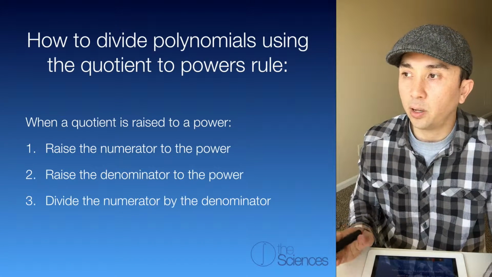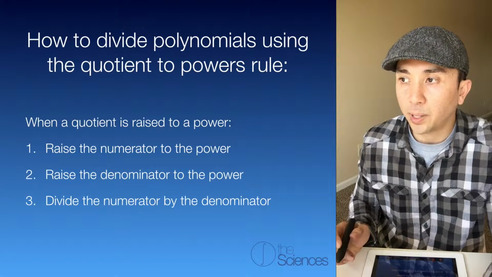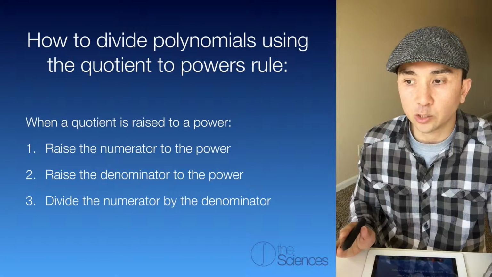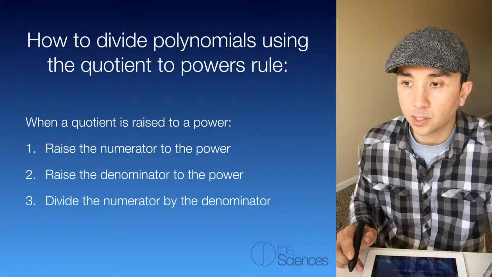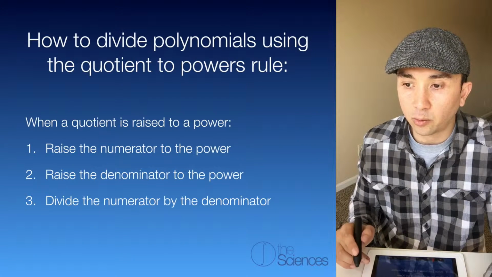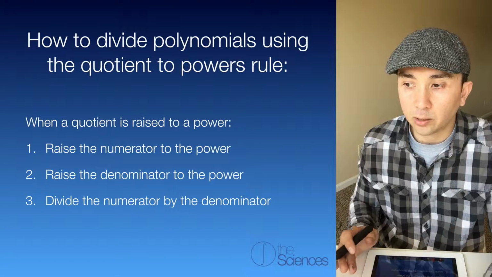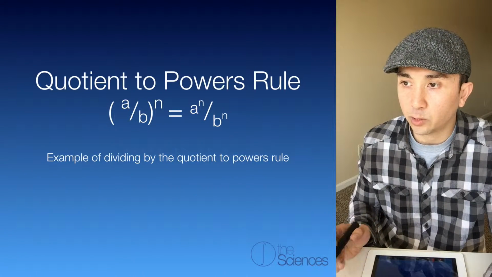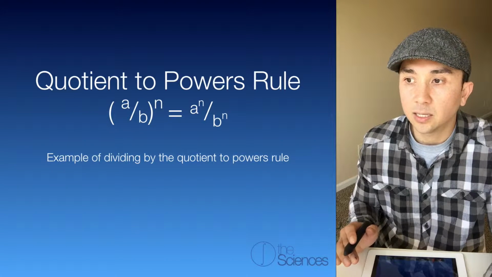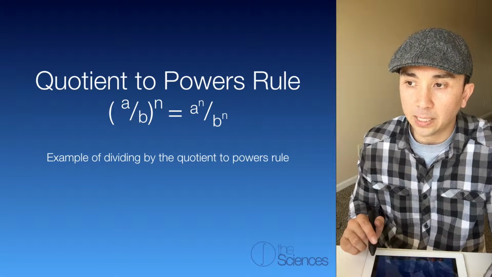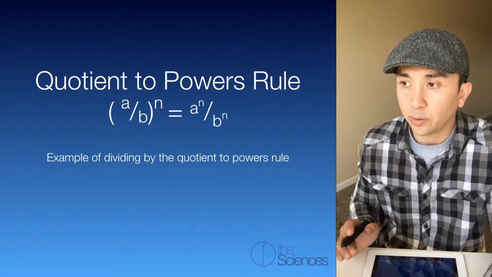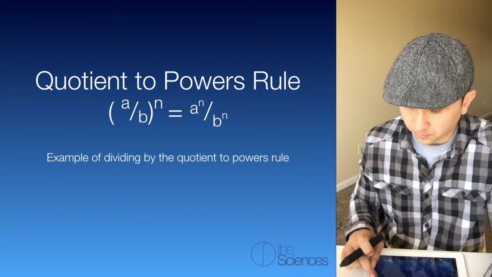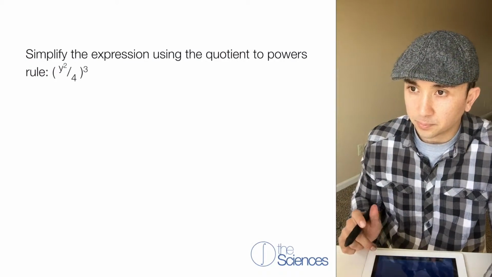So here's how to divide polynomials using the quotient-to-powers rule. When a quotient is raised to a power, what you're going to do is raise the numerator to the power, raise the denominator to the power, and then divide the numerator by the denominator. So here's an example of the quotient-to-powers rule. If we have a over b raised to the nth power, what that means is a to the nth power over b to the nth power.